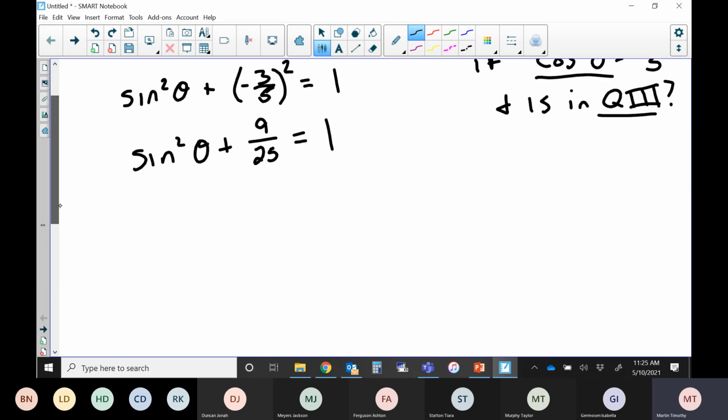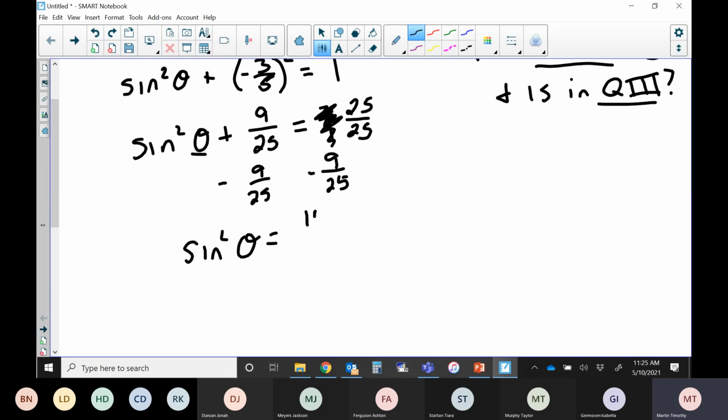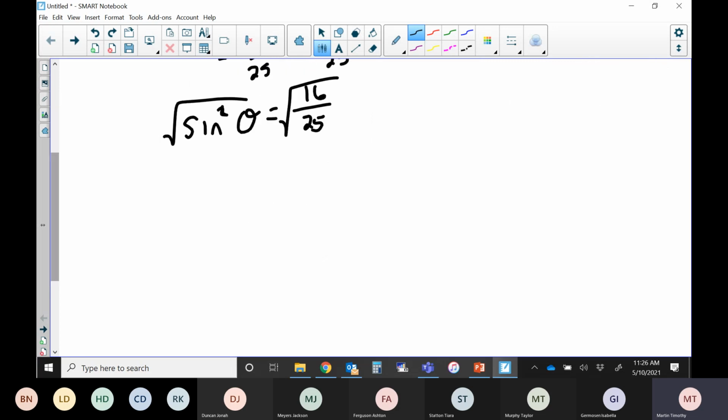And that equals 1. We're trying to get sine theta by itself. So we're going to minus 9/25. Minus 9/25. We're also going to change the way that this one looks. We don't want it to be that, because in order to subtract fractions, we have to have common denominators. So we're going to change that to 25/25. This becomes sine squared theta equals 25 minus 9 is 16/25. Just like anything, to get rid of the square, we can square root it. So we square root, but we put the square root sign in. So technically, we were going to put a plus or minus.